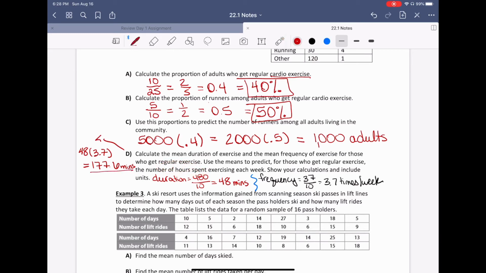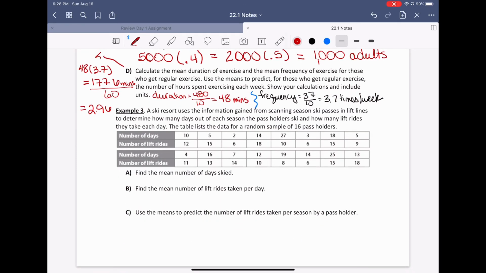It asks us to determine how many hours, so we have to convert. Remember, there are 60 minutes in an hour, so I'm going to divide by 60, giving us an average of 2.96. Now, when we talk about time, we don't say, I exercise for 2.96 hours, right? We would round this up and say that they exercise for an average of 3 hours per week. Okay. All right, go ahead and hit the pause button once again, and try example 3, and then come back and check your answers.